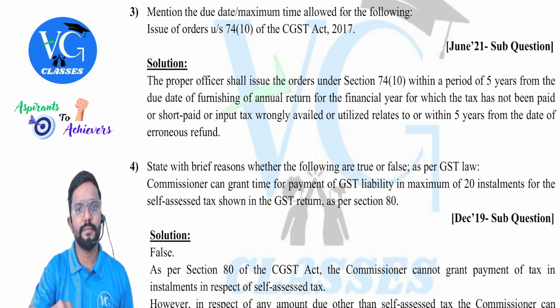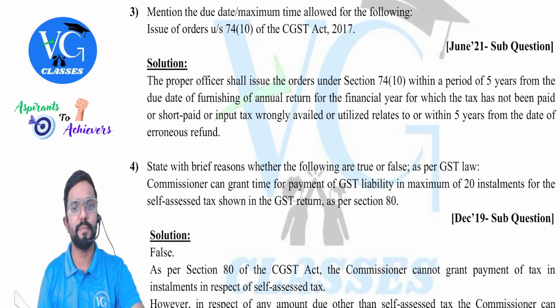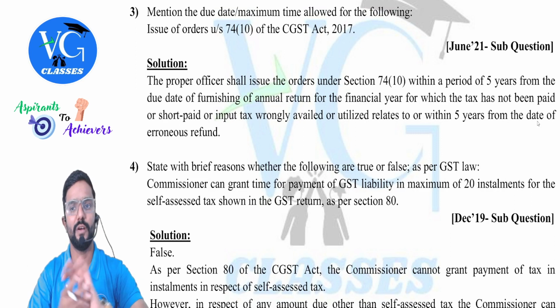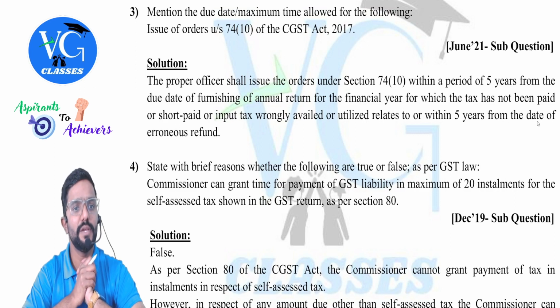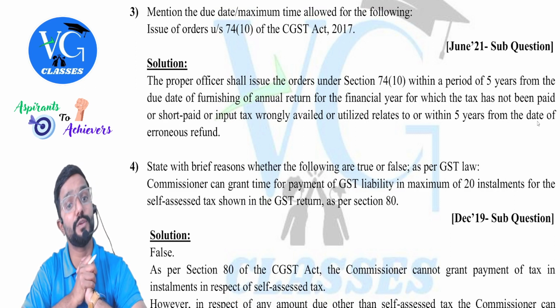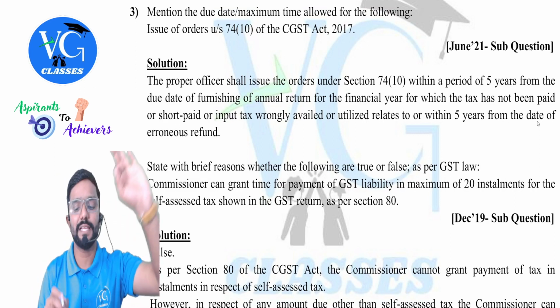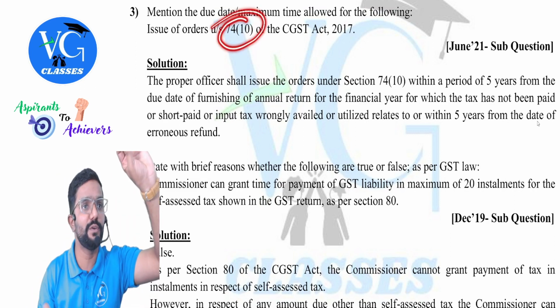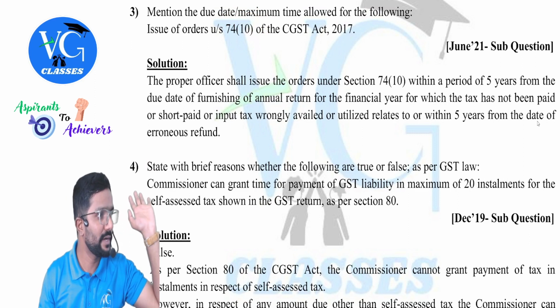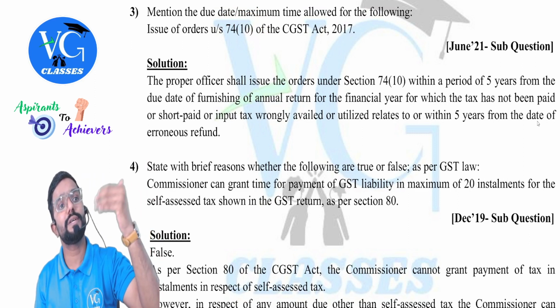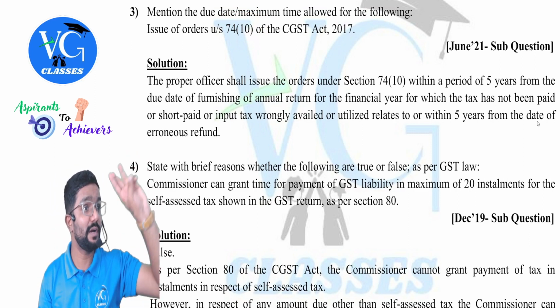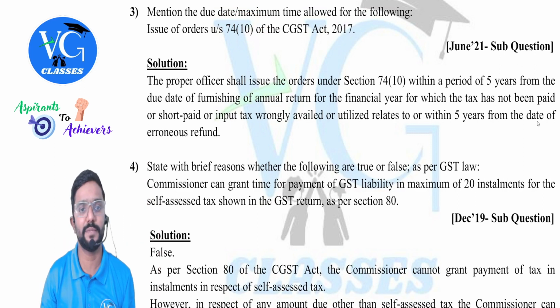Question number 3. Mention the due date or maximum time allowed for the following. It is one of the sub-questions asked. Issue of orders under section 74 subsection 10 of CGST Act. Guys, as soon as you see section 74, you should understand that it is a fraud case. Clear? So for fraud, more time is given or less time? More time. Not 3 years. It is 5 years from the due date.